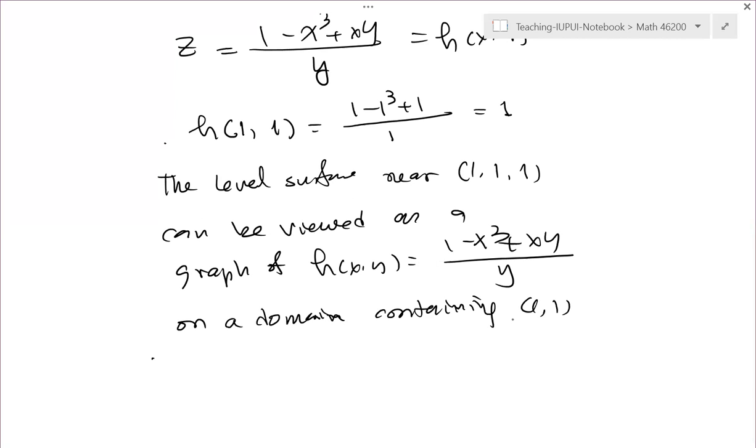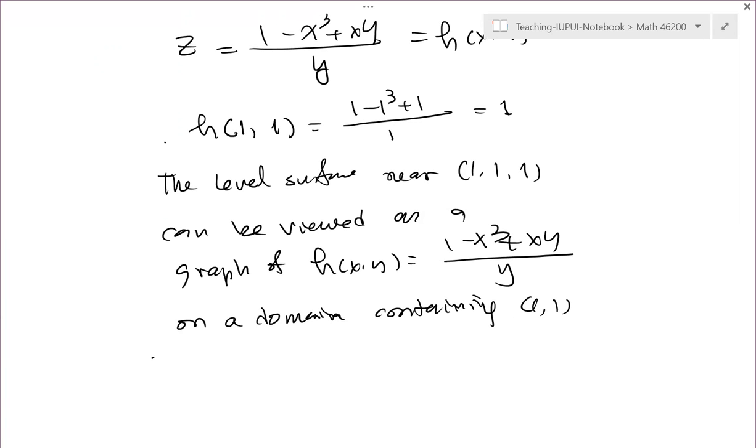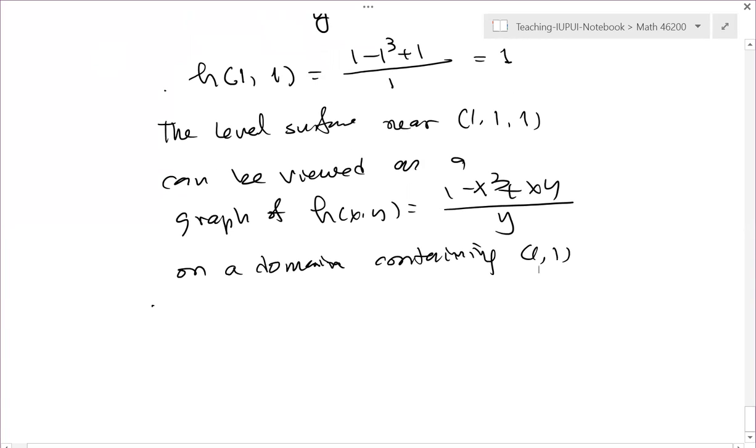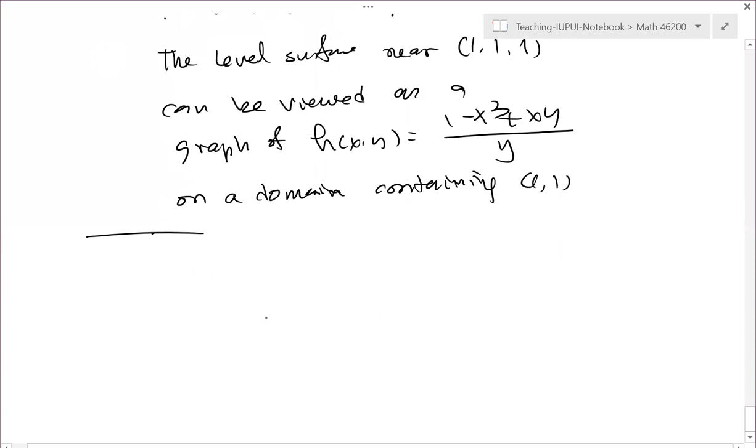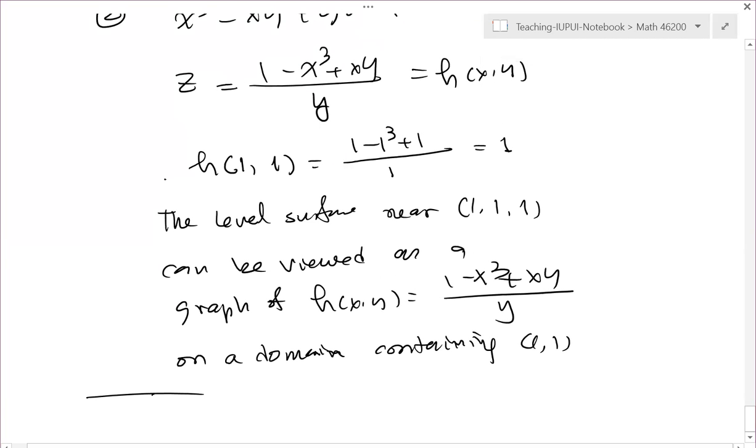But you cannot view the whole level surface as a graph of some function. It sometimes may be impossible. For example, when y is 0, you cannot view the whole level surface. That's a regular surface, but you cannot view the whole level surface. How about this point? This level surface when y is 0, then you cannot view it.